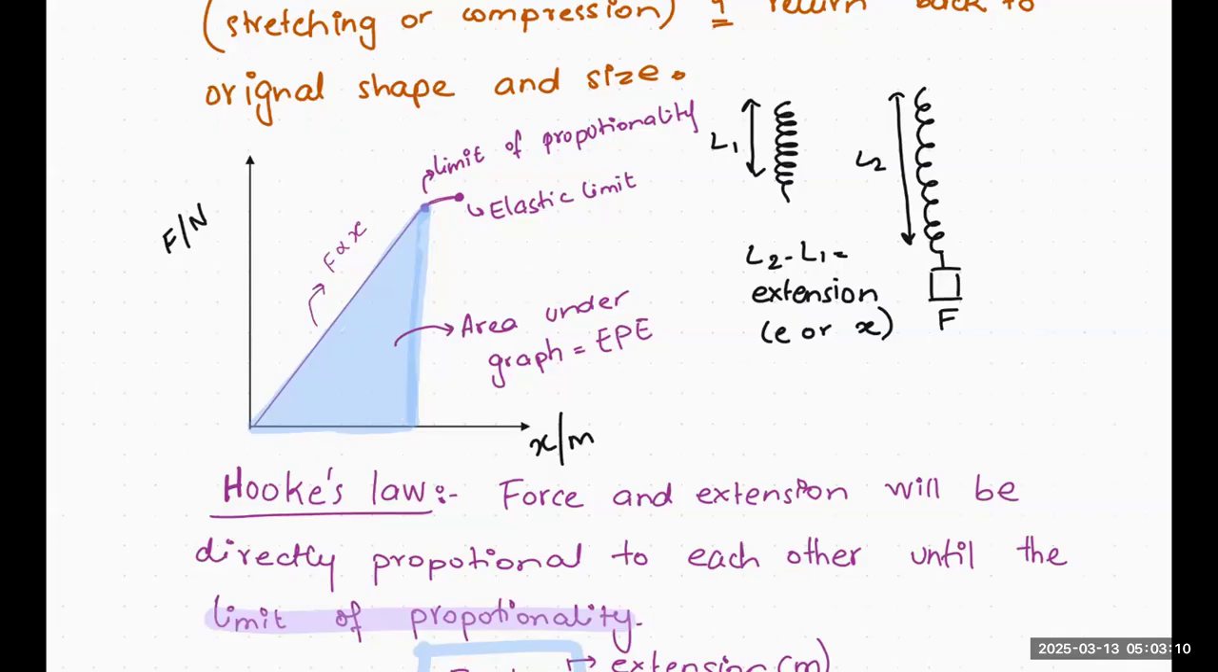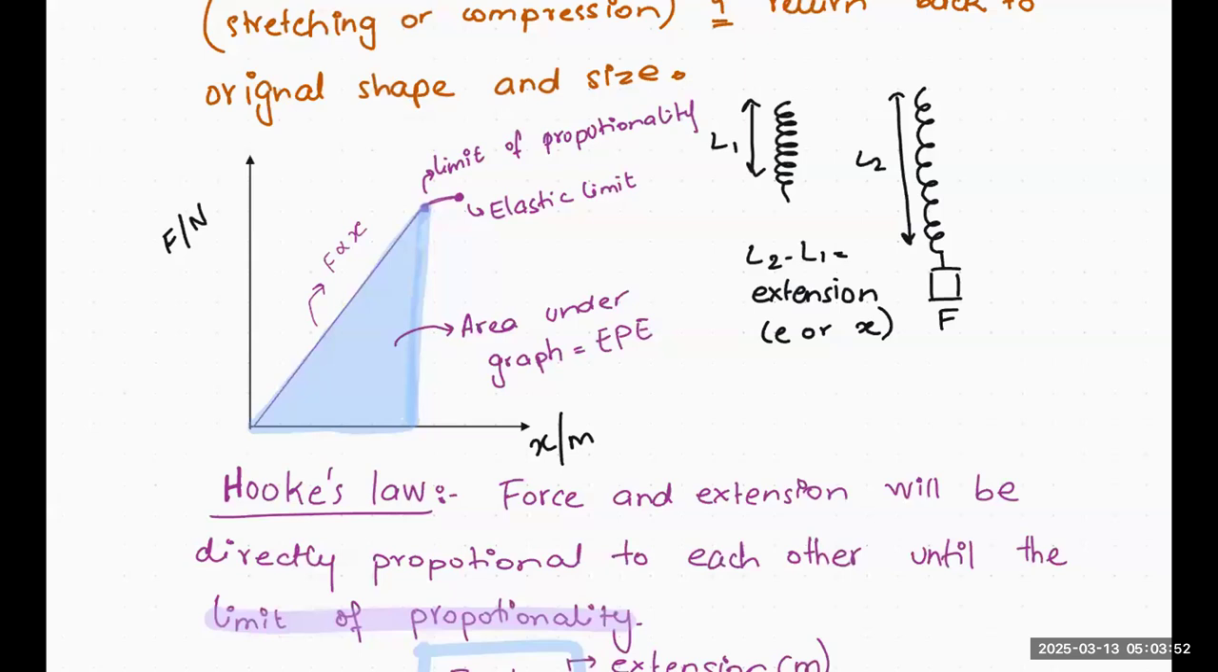So imagine that you are stretching the spring. You double the force, the extension doubled. Triple the force, extension also increased by 3 times. You increase the force 4 times, the extension also increased 4 times. So this is directly proportional. Then you increase the force 5 times, but the extension only increased by 4.5. So now you have crossed the limit of proportionality. The force and extension are no longer proportional, but the material still returns back to its original shape and size.